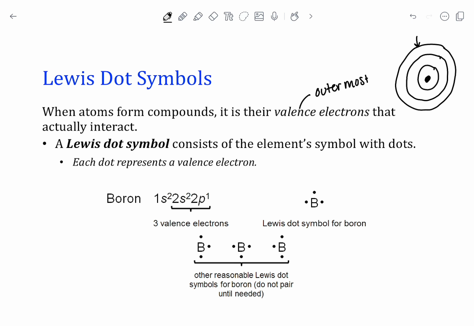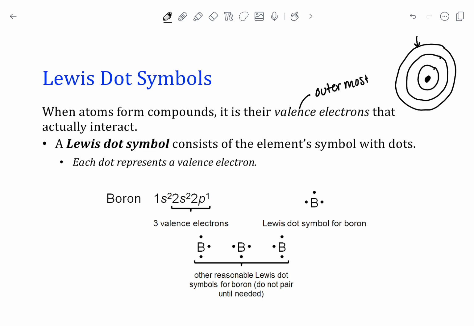A Lewis dot symbol consists of the element's symbol surrounded by dots, and each dot represents a valence electron. So a Lewis dot symbol is how we visualize those valence electrons.